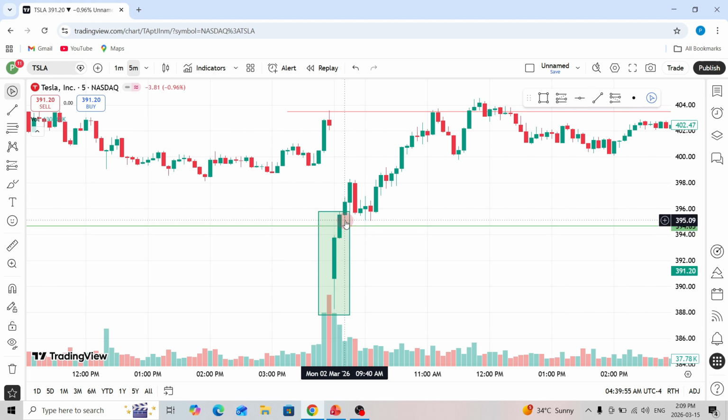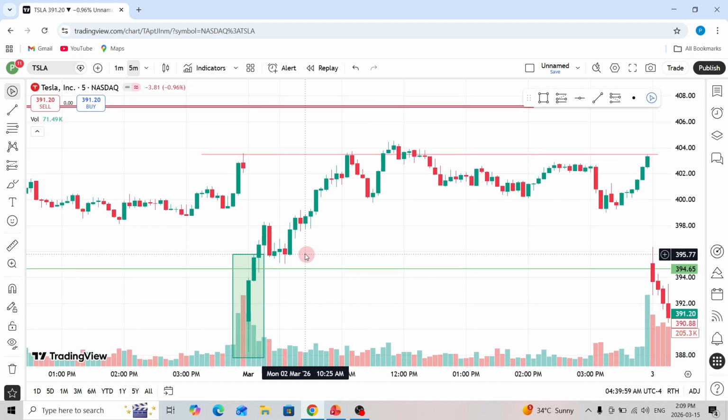So if you planned this trade from here, like from 395, you can see that after that the market followed the uptrend till 403, almost an $8 move.